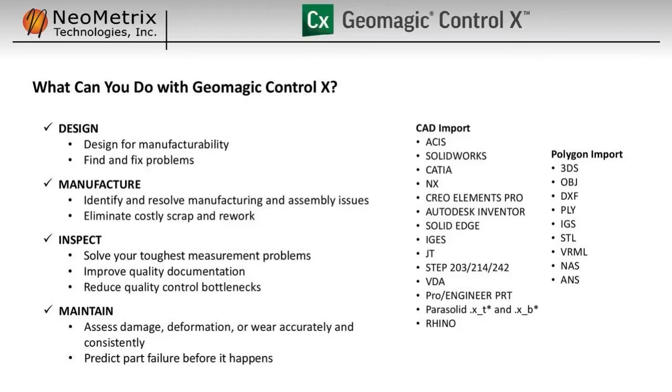All right, inspect: solve your toughest measurement problems, improve quality documentation, reduce quality control bottlenecks. That's what we're all about, is speeding things up, reducing bottlenecks. The quicker you can get your parts inspected and have a reliable inspection workflow, the quicker you can identify problems, and therefore the faster you can bring your product to market.